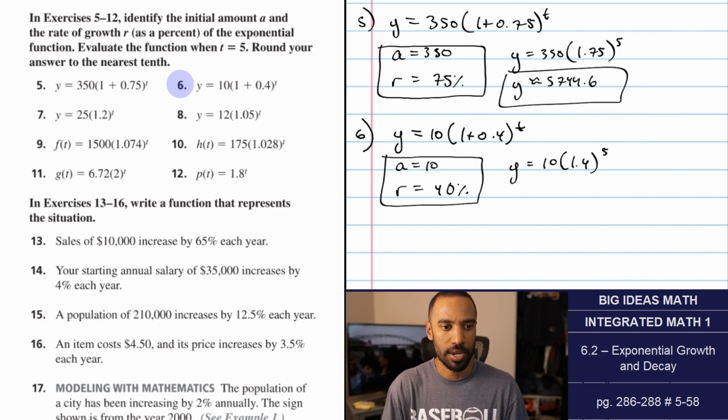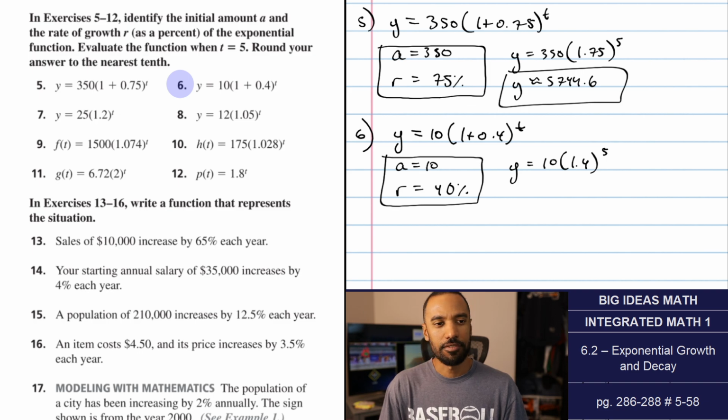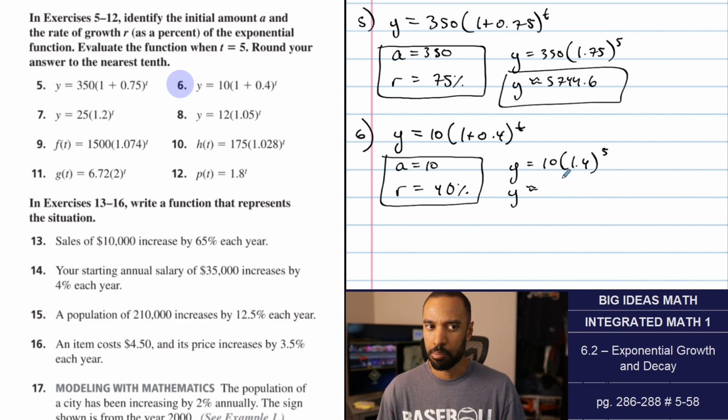I'm going to do this off screen. It takes longer to do switching than it is to actually calculate. That's, unless I typed something wrong. Is that right? Oh, I typed something wrong. I typed 0.4 instead of 1.4. All right, 1.4 to the 5th power. I'm getting 53.7824. So around 53.8.